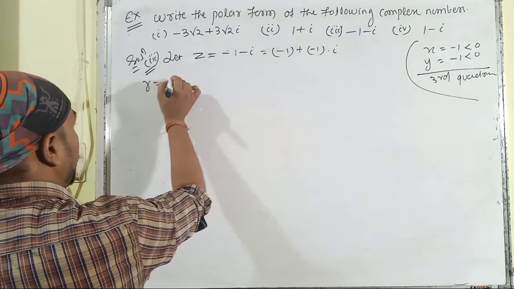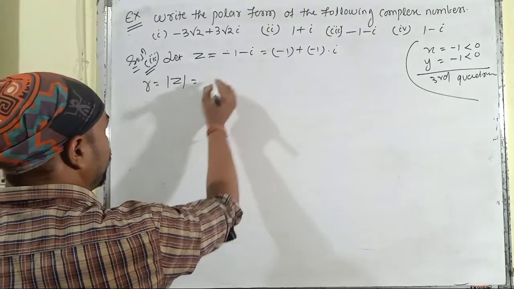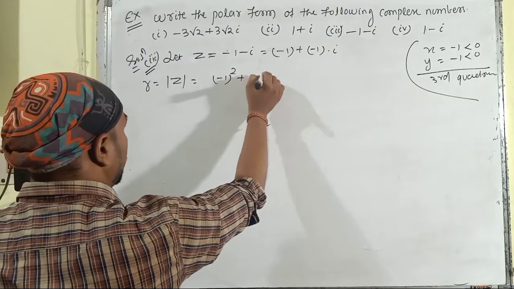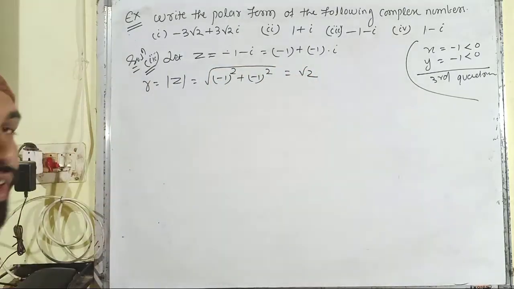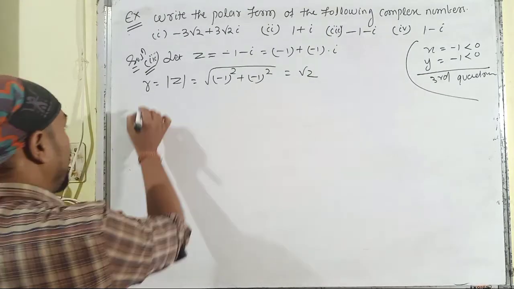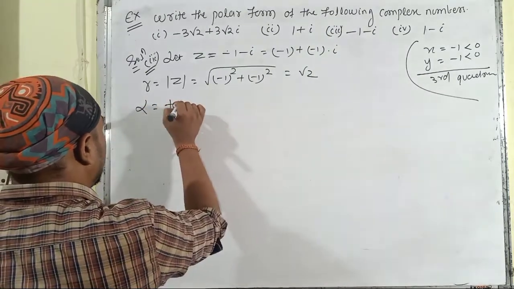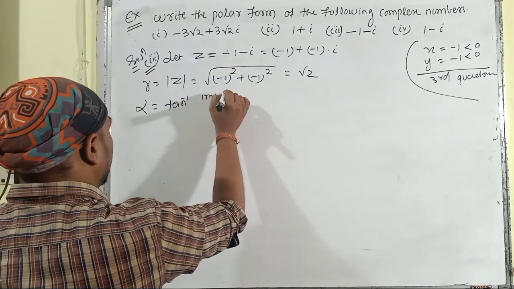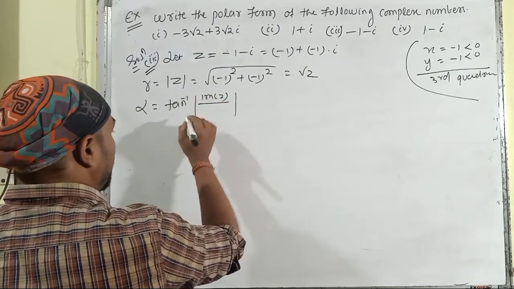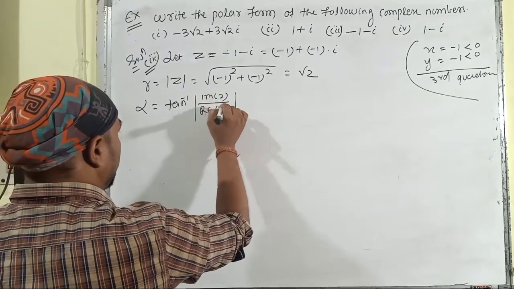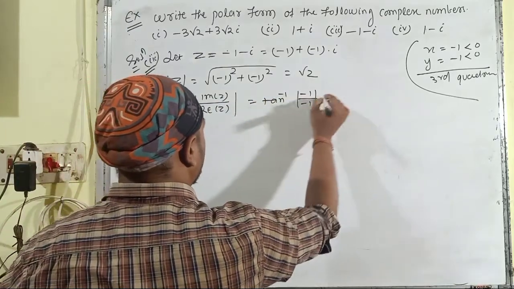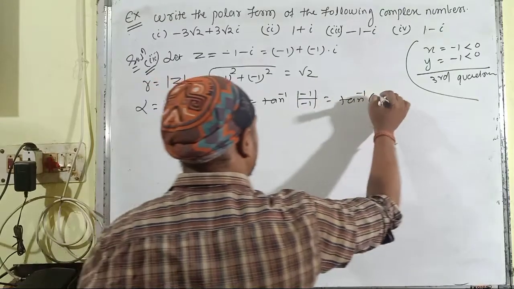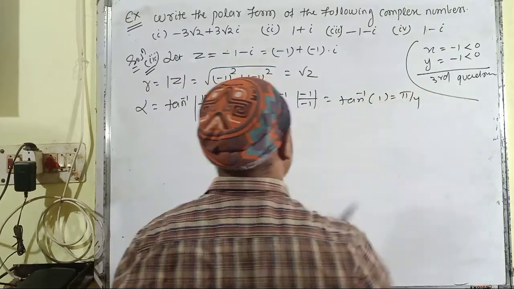Then we have to find out the value of r. Modulus of z is equal to root 2. Then we have to find out the value of alpha here. Alpha is equal to tan inverse of the modulus of the imaginary part of z divided by the real part of z, that is equal to tan inverse of minus 1 upon minus 1 and its modulus. That means tan inverse 1, and it is again pi by 4.